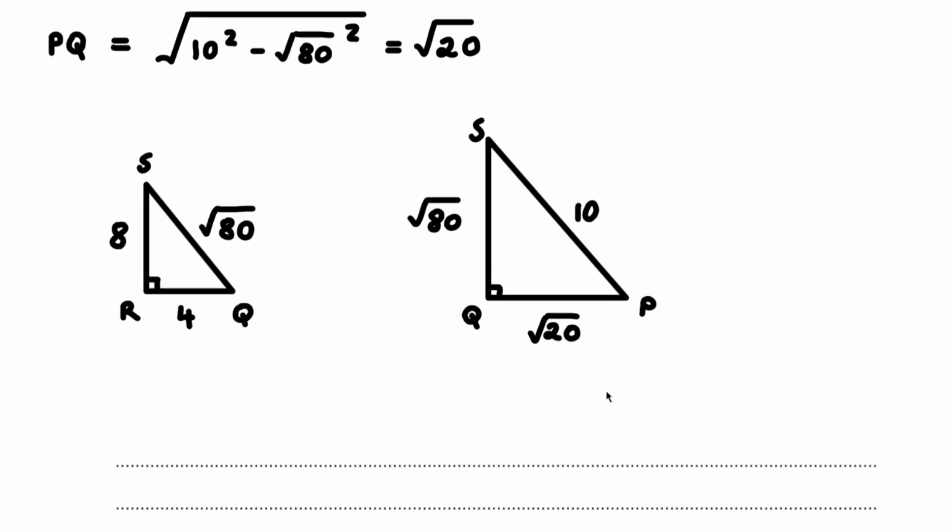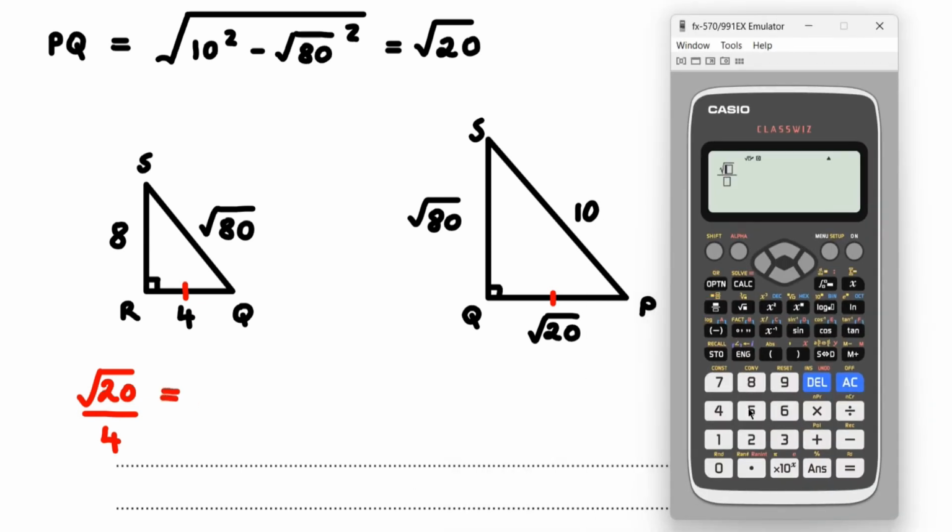So for me to have similar triangles, the scale factors need to be the same everywhere. So I've got this side, which corresponds to this side. So what's the scale factor in that case? Well, I would have root 20 divided by 4. So if I work this out, I've got square root 20 over 4, which is root 5 over 2.